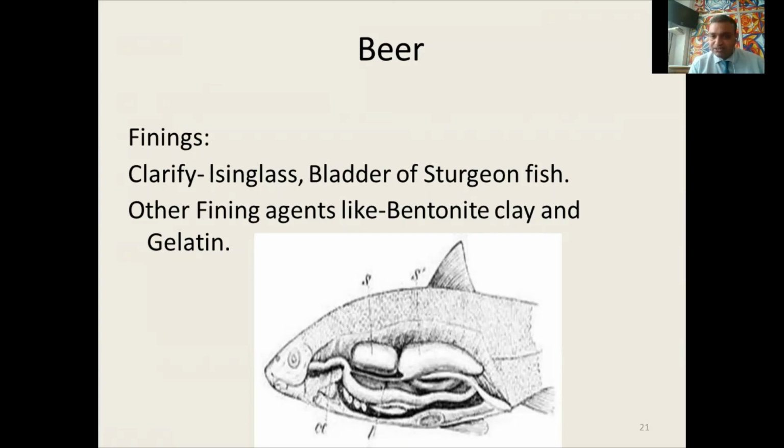So what is isinglass? You can see this. This is from the sturgeon fish, which is available in the Black Sea, mostly near Russia. The sturgeon fish has a gallbladder. They take it out, dry it and make a powder. This powder is isinglass. It is very expensive, which is why people go for bentonite clay. This is a very soft clay which, when you add it, pulls down all the impurities. Gelatin also clarifies. So these are the three things we add to clarify the beer.